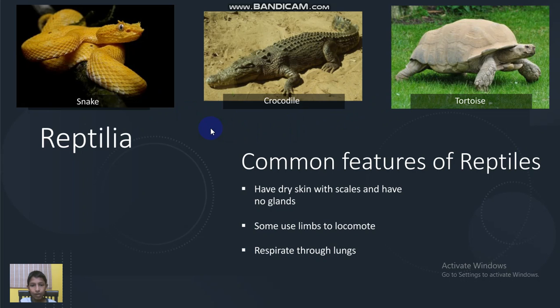Common features of reptiles are that they have a dry skin with scales and have no glands. But wait, you might think, well, snakes have venom glands in their body, but we're talking about they have dry skin with scales and have no glands in the skin. Some use limbs to locomote, like the crocodiles, tortoises. But other animals like snakes slither around the floor. They respirate through lungs.